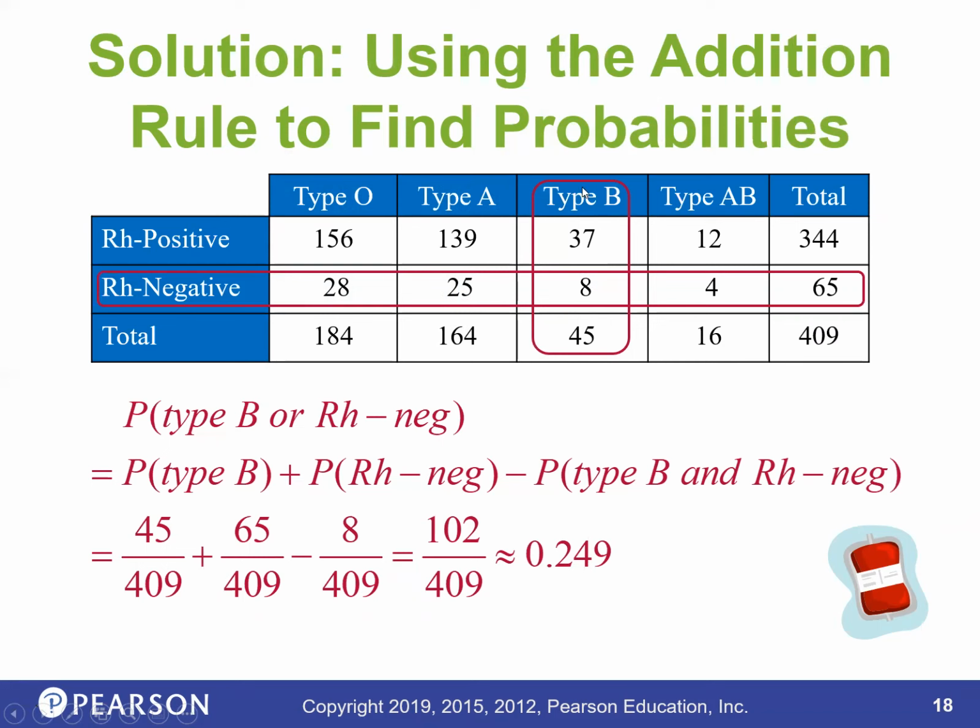Notice it's always the totals for all the columns, right? Blood type B is 45 over the total, which is 409. Then you have the negative side, all the negatives are 65 over the grand total of 409. The overlap is just that little 8, those 8 people. 45 plus 65 is 110. Subtract 8 makes 102. About a quarter of those people.